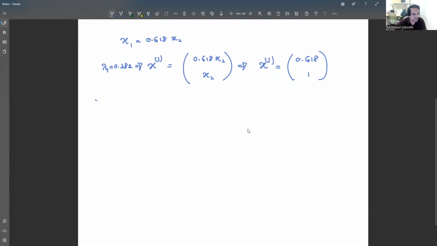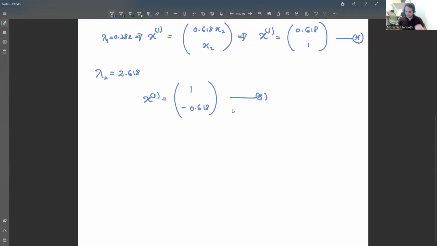So for example, if we want to calculate the eigenvector for the second case, the value is 2.618. The same way you can calculate, then I will write the answer that you can check by yourself. So I get 1, minus 0.618. So this is the answer for the eigenvectors.